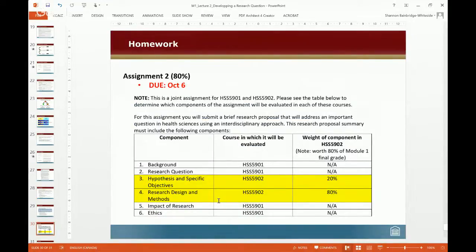So 80% of your mark here in 5902. I'm not entirely certain how much of your mark for Module 1 it is in 5901. You'll have to ask Isabel about that. This is one assignment that you're going to send both to myself and Isabel. And then each of us is going to take different sections that you can see here to grade. So I am going to be grading your hypothesis and your research objectives and your research design and your research methods. And that's really what the topic is for the next lecture that we are going to have next week.